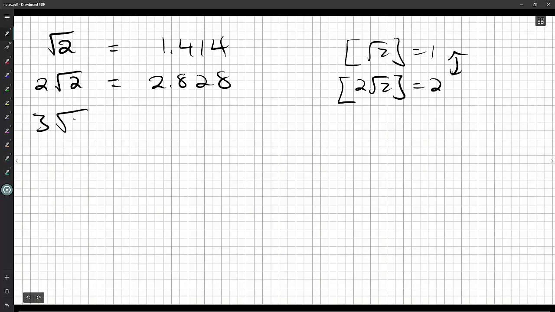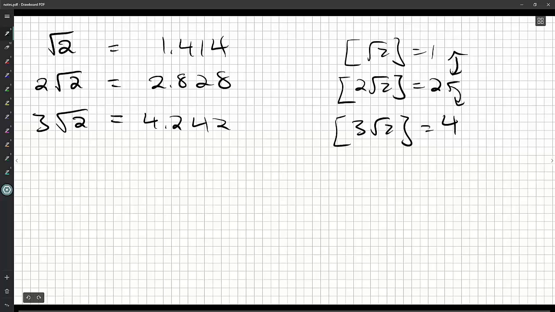But if I did 3 root 2, then we'd be looking at 4.242, and that would jump up to 4. It wouldn't go up by 1 again, as you might expect, because this other part here, the leftover part, the decimal part, has actually managed to get big. And I think that might be a good idea.